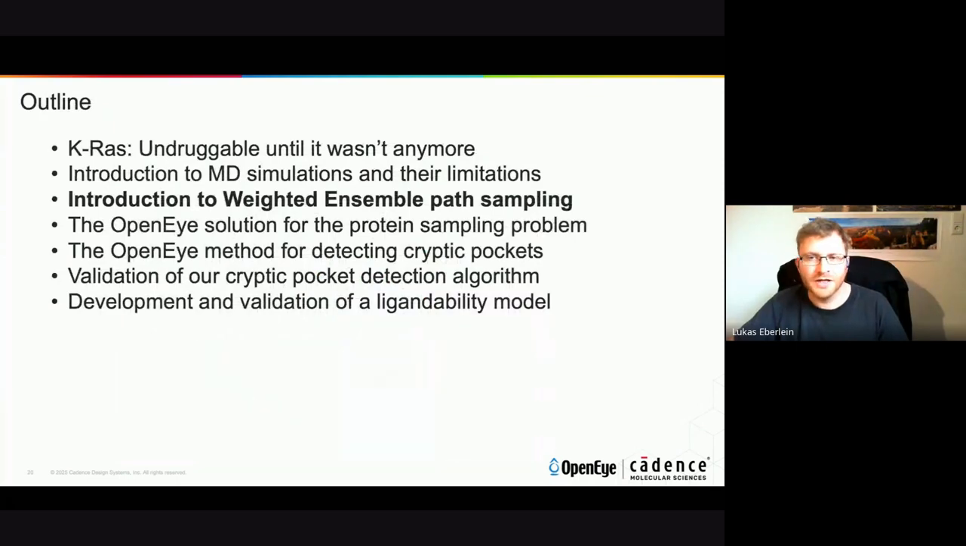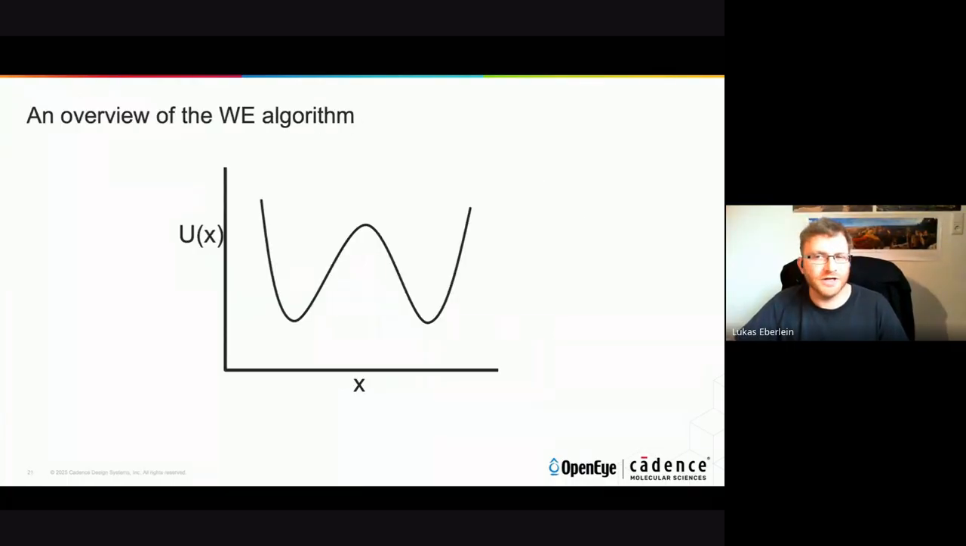The method we apply at OpenEye is the weighted ensemble algorithm, which I'd like to briefly introduce to you. This is the free energy profile along an arbitrary progress coordinate x. We have two minima, and we can bin the free energy profile between those minima.